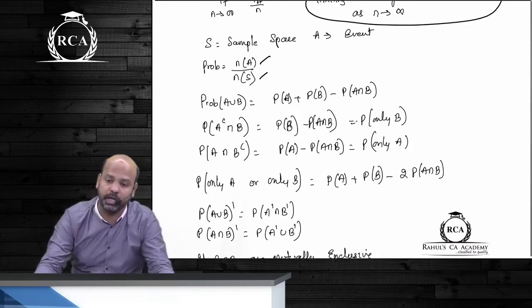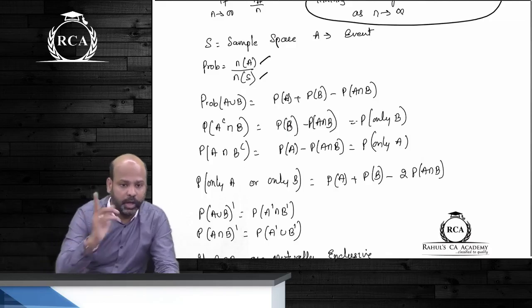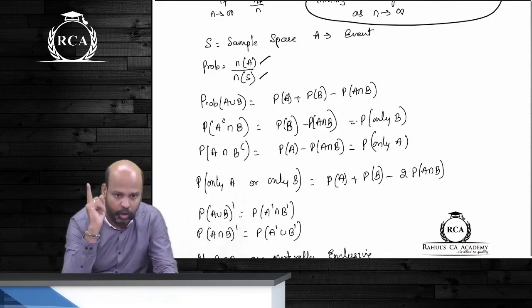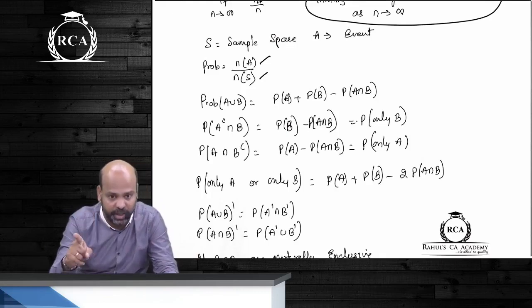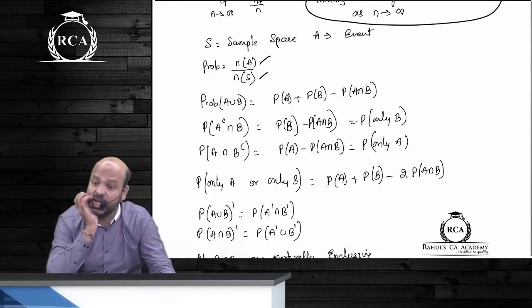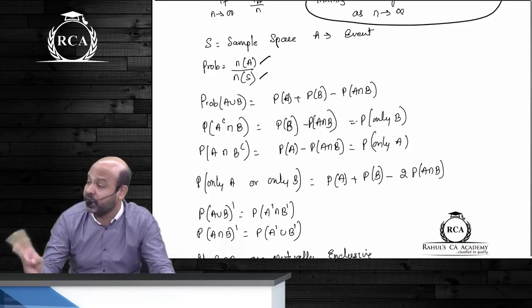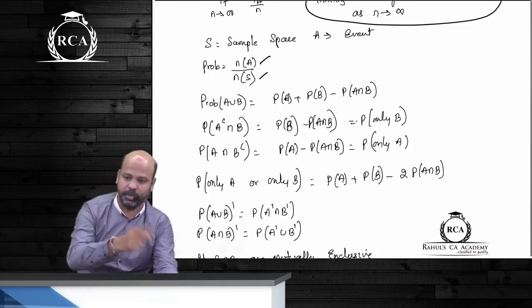Probability of only A, if asked, is either probability of A minus B or probability of A minus A intersection B. Do you remember? If there are 3 events, and they ask us to compute probability of only A.